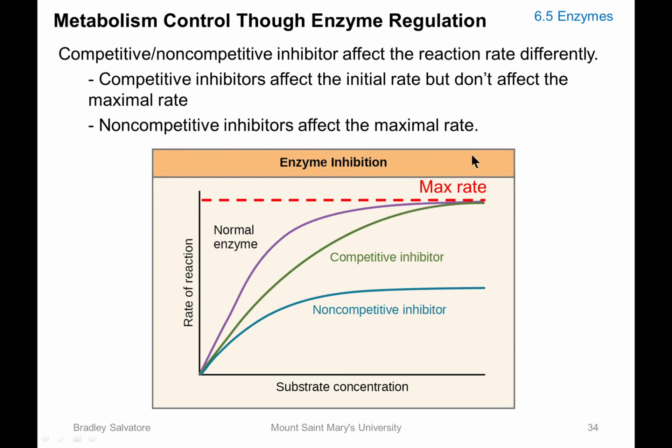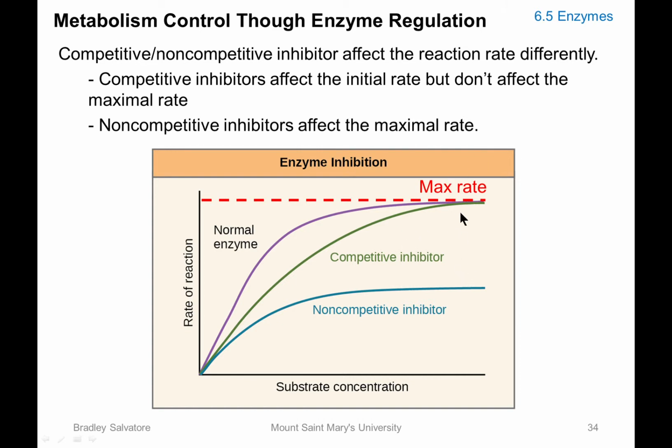This max rate occurs because you only have a limited amount of enzyme. Up to a certain point, no matter how many more substrates you are adding, you will not have enough enzyme to perform all the work. Thus, it will plateau off into a maximum rate.